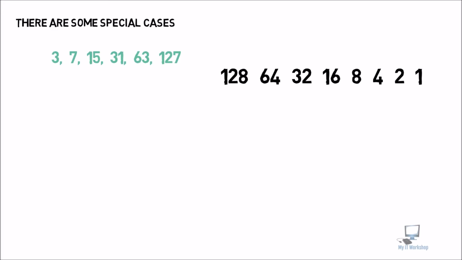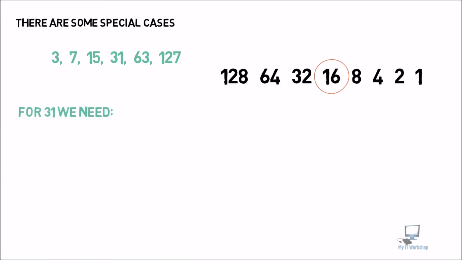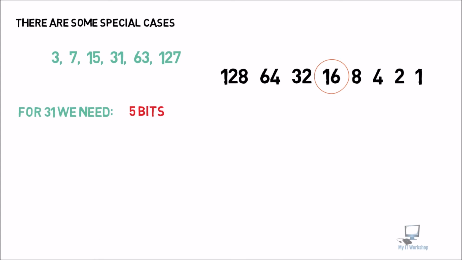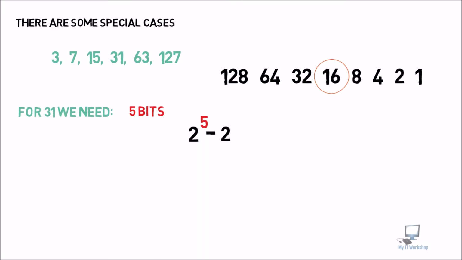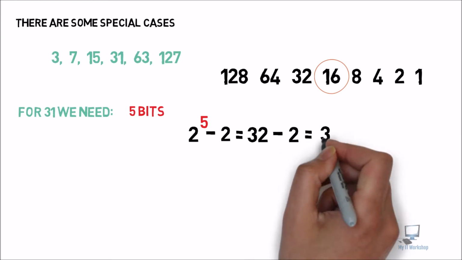31 first. How many bits do I need to form the number 31? So 32 is going to be too big. 16, yes, that's what I need. So in order to create the number 31 in binary, we need at least 5 bits. So if we do some math to calculate the hosts, we are going to have 2 to the power of 5 minus 2, which is equal to 32 minus 2, which is equal to 30. But 30 is less than 31.